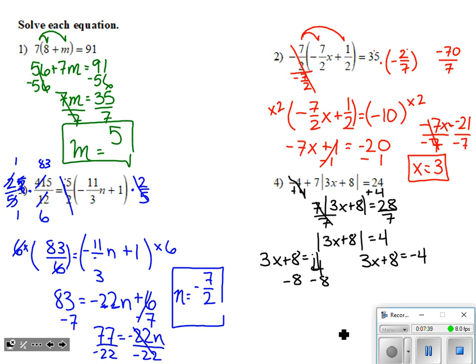To solve either of these, we simply subtract the 8 from both sides and divide by 3. So x equals negative 4 thirds. There's one of my answers. Perform the same steps with that other equation. I get x equals negative 4 as well.